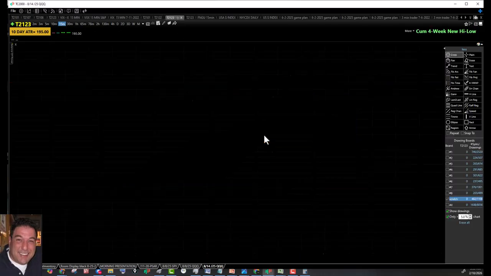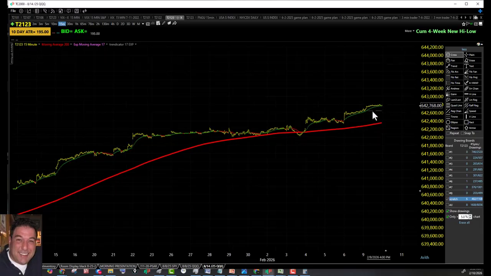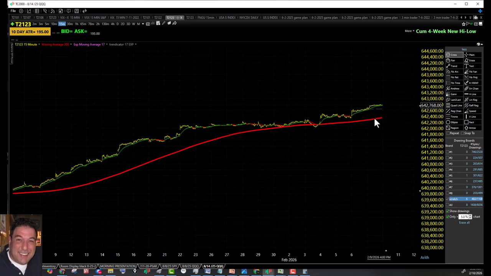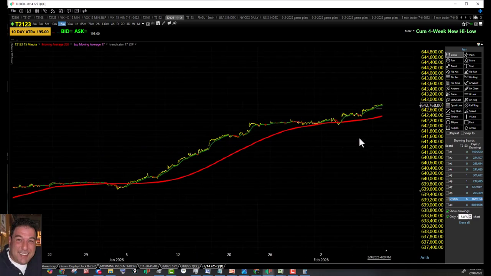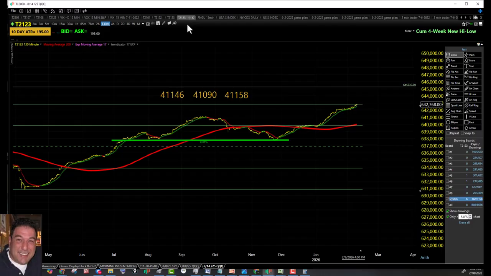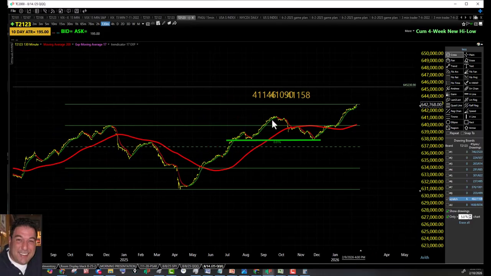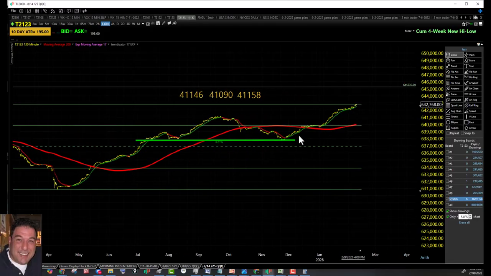T2123 made new all-time highs, up over the rising 200 SMA. Obviously bullish and in an uptrend. On the 3-bar chart, same chart, here's the April low. There's the high. We had a pullback to the neckline, and now we have a higher high. So we got a new all-time high made yesterday on T2123.